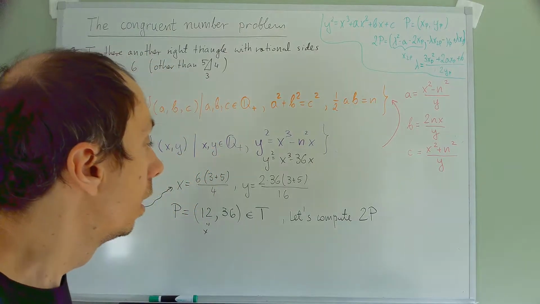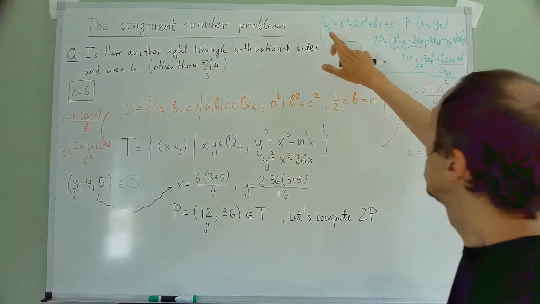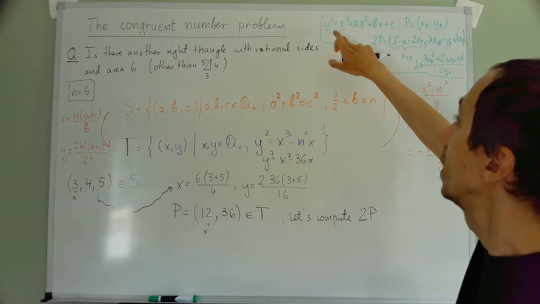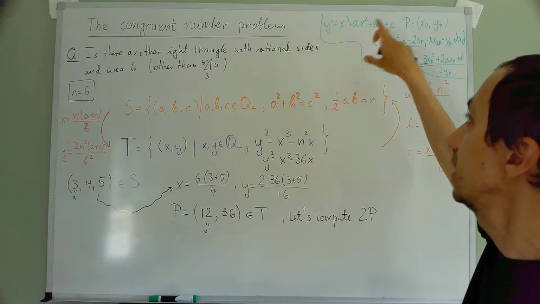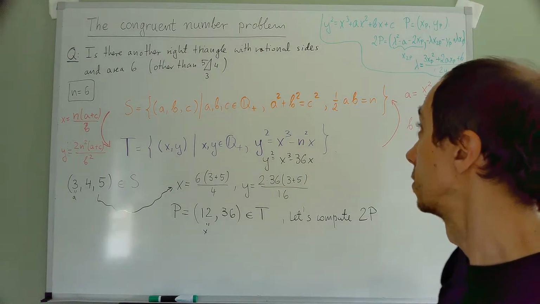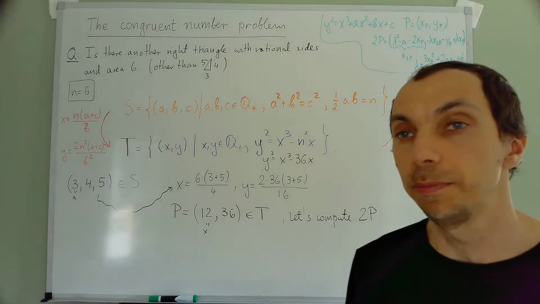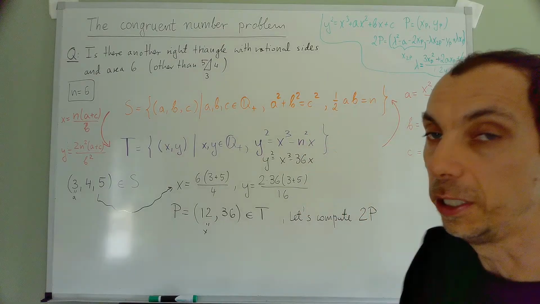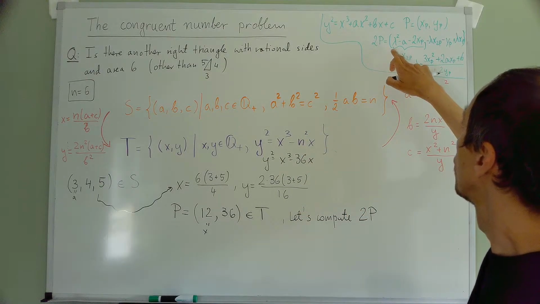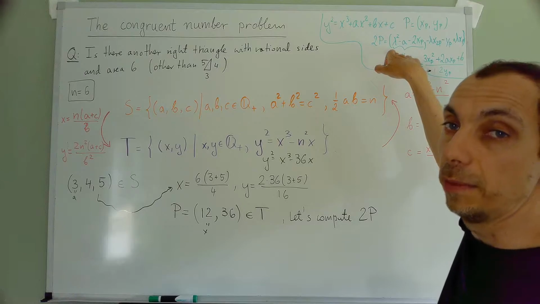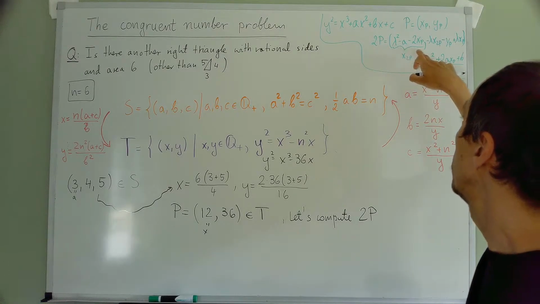So just to remind you, if you have an elliptic curve of this form, y squared equals x cubed plus a x squared plus b x plus c, and you take a point P with coordinates x_P, y_P, how do you compute 2P? Well, the x-coordinate of 2P is the slope of the tangent line, lambda squared, minus a minus 2 x_P.